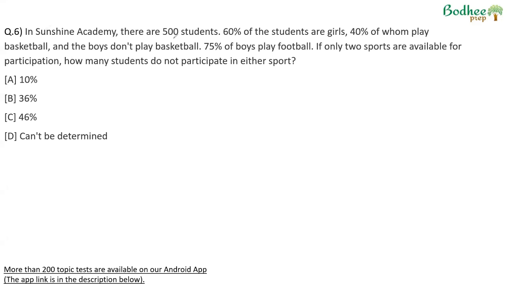In Sunshine Academy, there are 500 students. 60% of these are girls, 40% of whom play basketball. 500 students. 60% of 500 is 300 girls. Of this, 40% of 300 is 120 play basketball. Therefore, 200 boys are there. Boys do not play basketball. Therefore, 0 players of basketball.